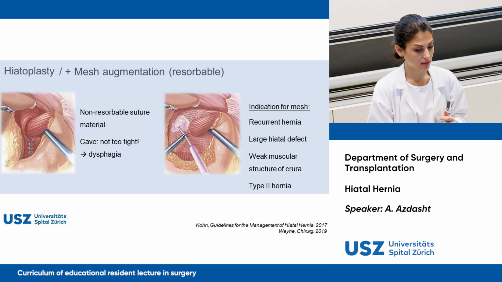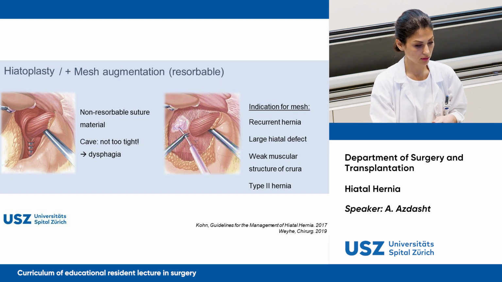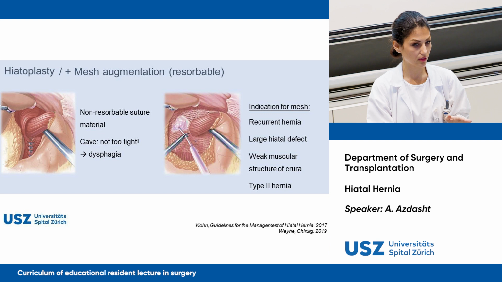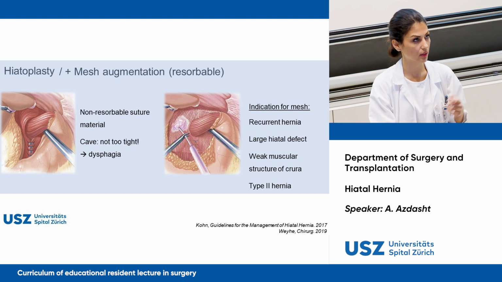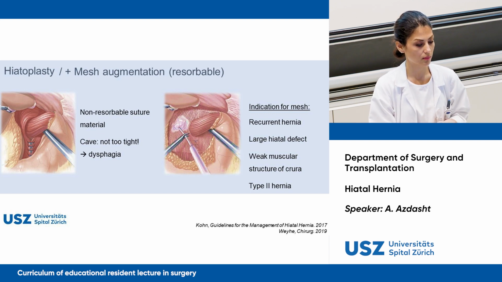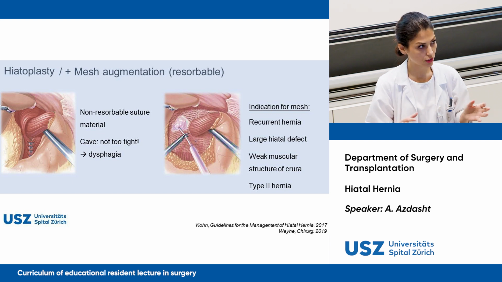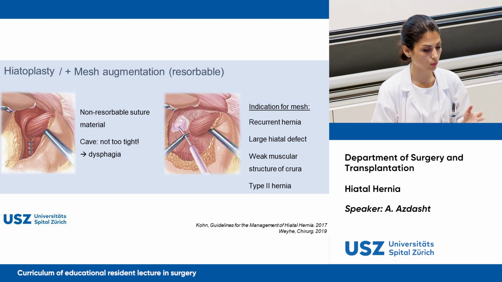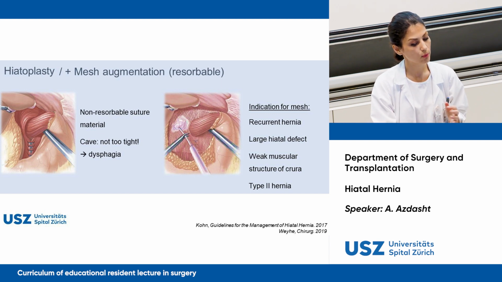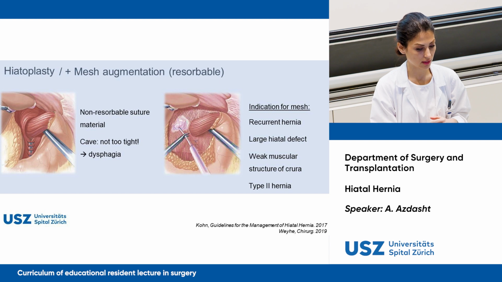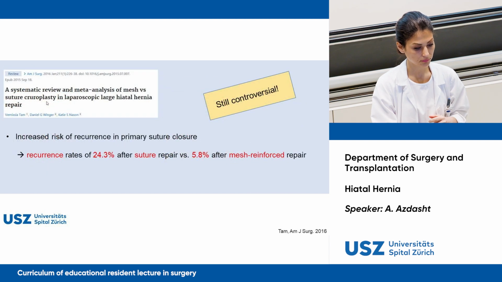And for the hiatoplasty, we use non-resorbable suture material. And here you have to be very careful not to suture it too tightly because it can subsequently cause dysphagia postoperatively. Indications for mesh augmentation, we use resorbable mesh, is a recurrent hernia, or if we have a large hiatal defect, this is around more than 5 centimeters, or if we have a weak muscular structure of the crura, or also in type 2 paraesophageal hernias.